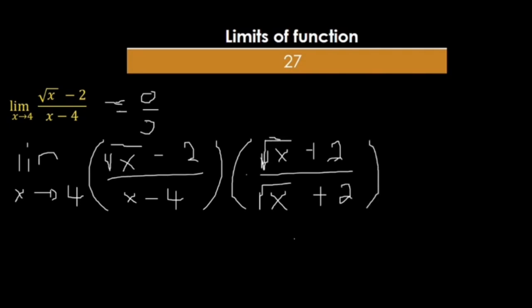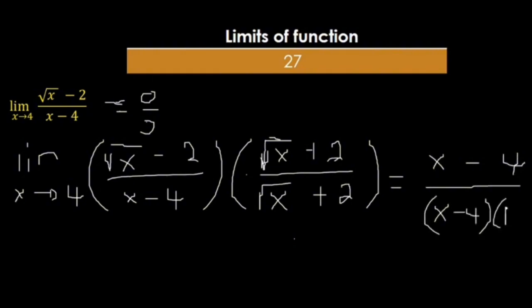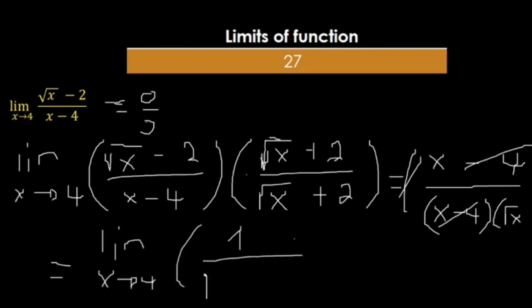This will totally be giving, this will be equal to x minus 4 all over x minus 4 times square root of x plus 2. Here's the limit of that. It will be equal to what? This and this will cancel. We are going to have the limit as x tends to 4 of 1 all over square root of x plus 2. That will be equal to 1 all over 4. This is the answer to this question.